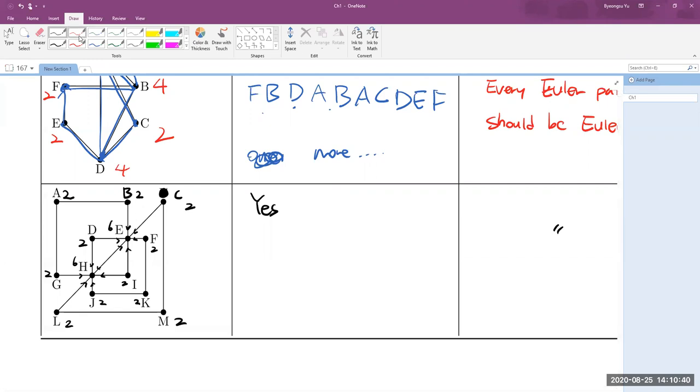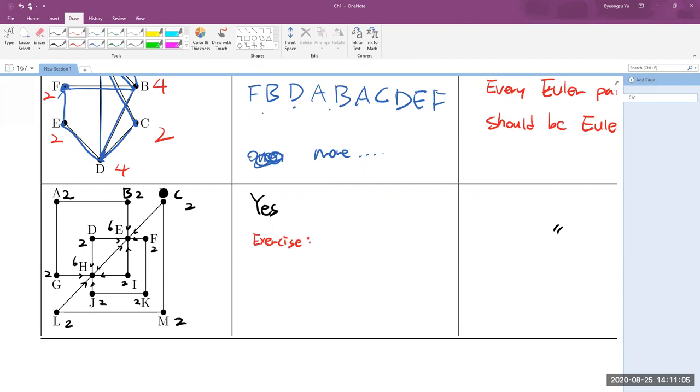So I will just leave this as an exercise because of time, and I will write down one of my answers tomorrow, but you can find it. I just want you to try to find some Eulerian circuits. Okay. Do you have any question? Is it good?